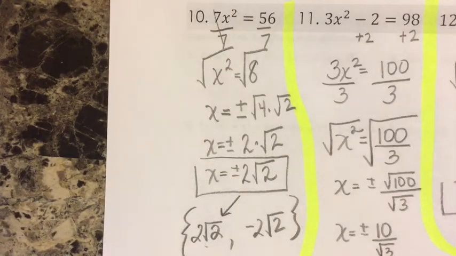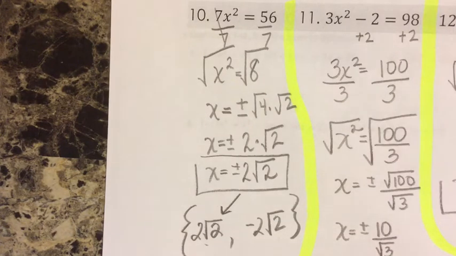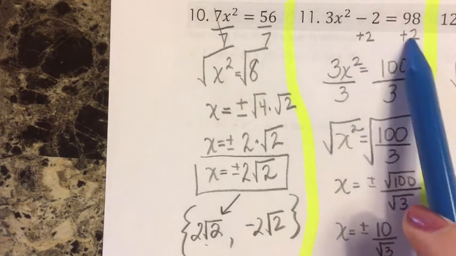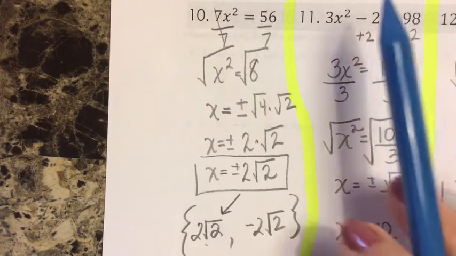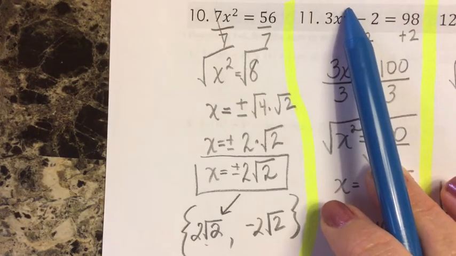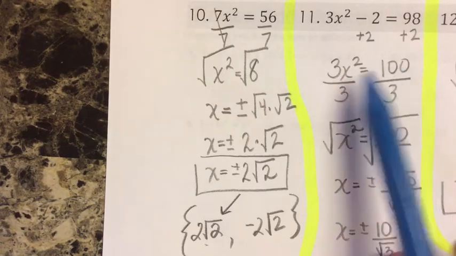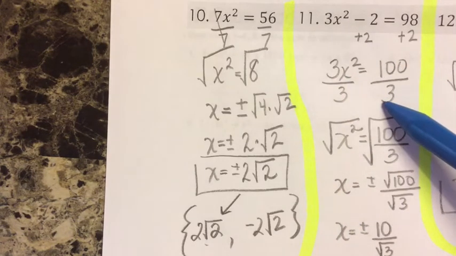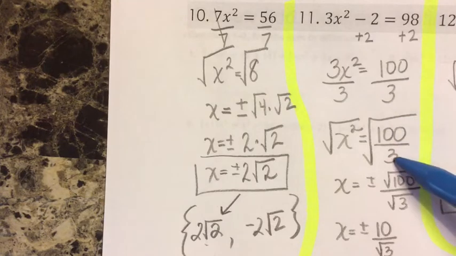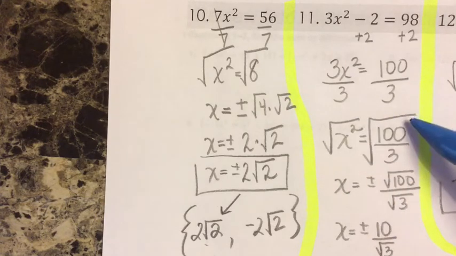For number 11, I got down to this answer, plus or minus 10 divided by the square root of 3. I'm going to talk first about how I arrived there, and then I want to share something with you. I added 2 to both sides first, just like I would if this were just 3x minus 2 equals 98. I divided both sides by 3. 100 is not divisible by 3, so I have 100 thirds. I took the square root of both sides.